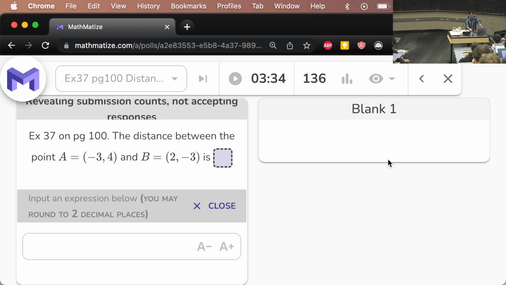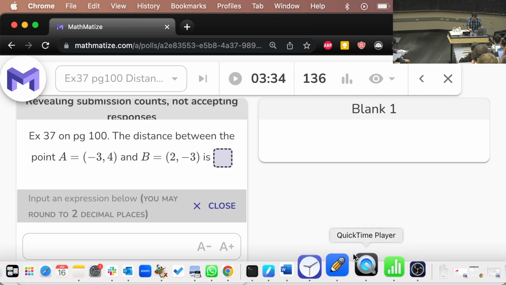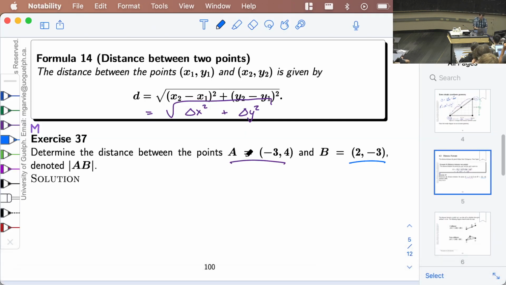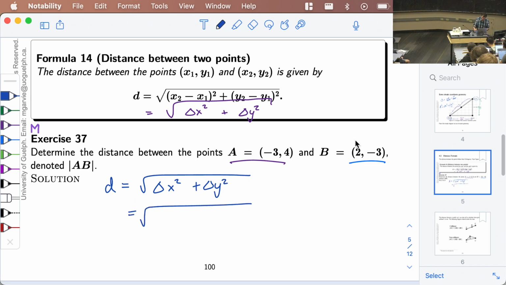What did people say? Blank one. Okay, one moment. I think it's loading. Okay, while it's loading, why don't we work on the problem? So the way I do these is you can think of d is going to be the square root of delta x squared plus delta y squared. And you can just write down what these are going to be. So delta x, the difference of the x values, 2 minus minus 3. Don't forget the second minus. And the delta of the y values, minus 3 minus 4, plus minus 3 minus 4 squared.